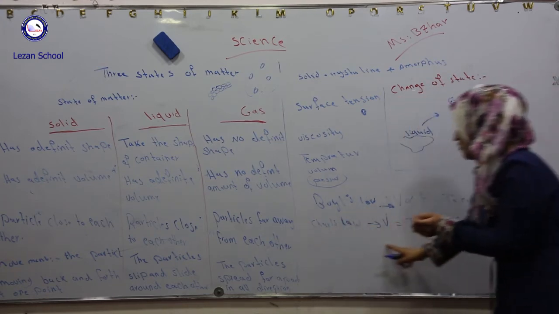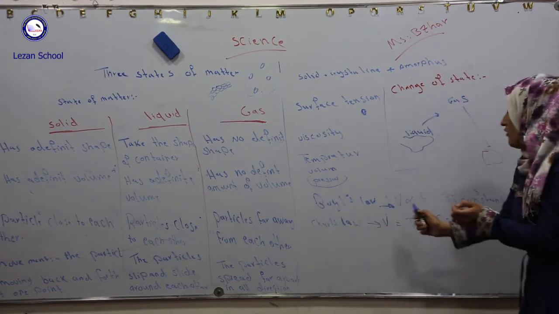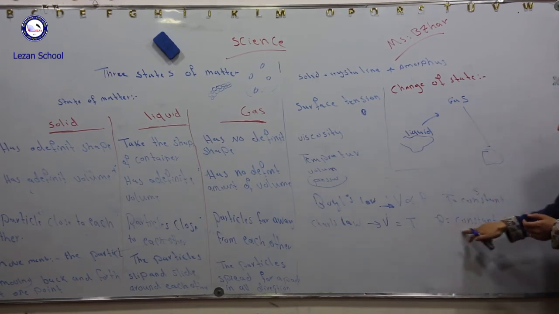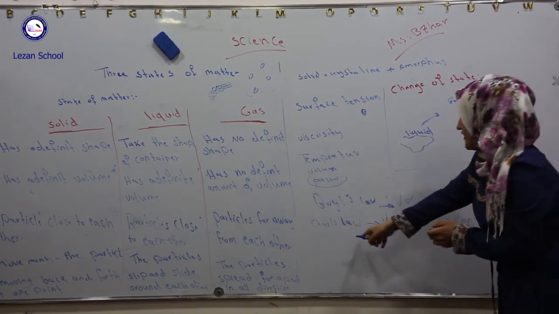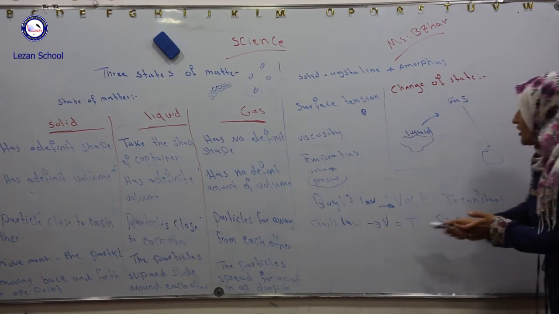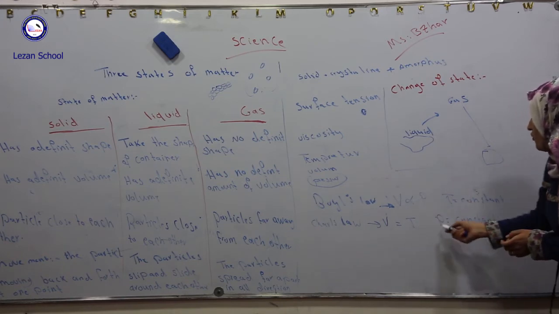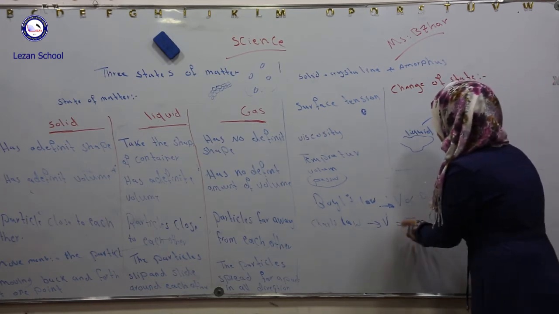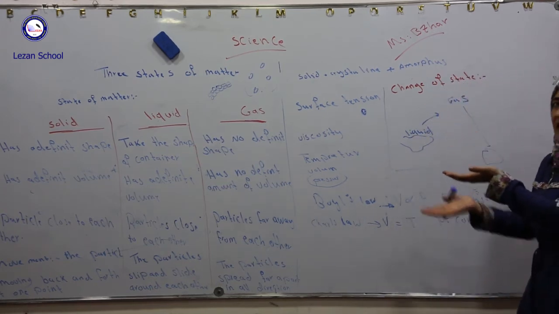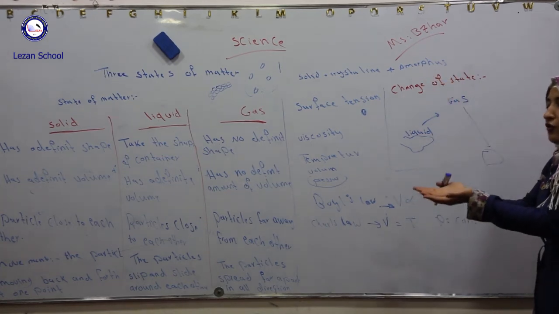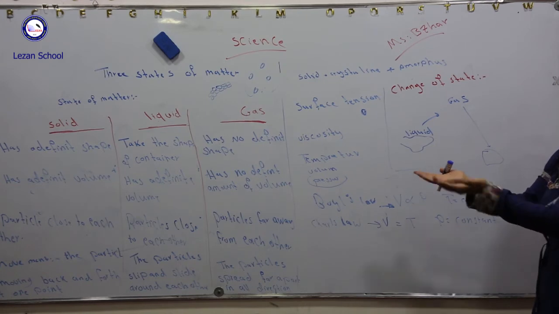But Charles' law says the volume will change directly with the temperature when pressure is constant. This means when we have high temperature, we have high volume. When we have low temperature, we have small volume. So they change with each other directly.